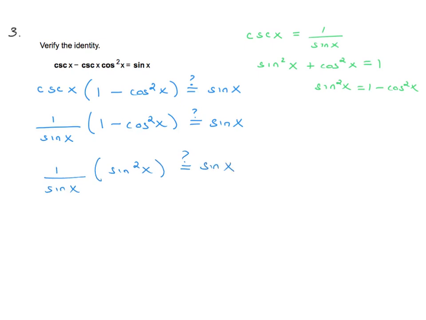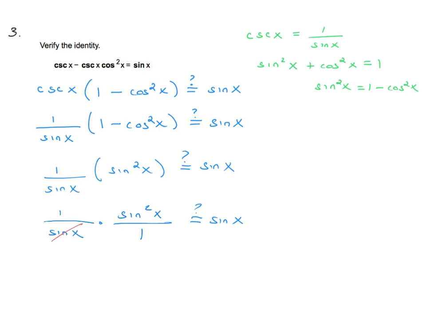All right, so we're getting really close to where I think the left side will simplify to the right side. We don't really need these parentheses anymore. In fact, if we want to multiply this to this, we can put this as divided by 1. And what we have is 1 over sine of x times sine squared of x over 1. Is that equal to sine of x? And the answer is yes.